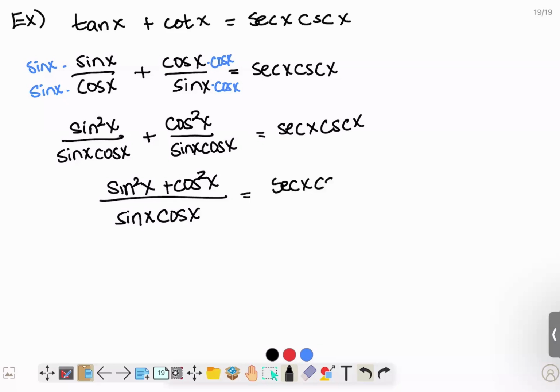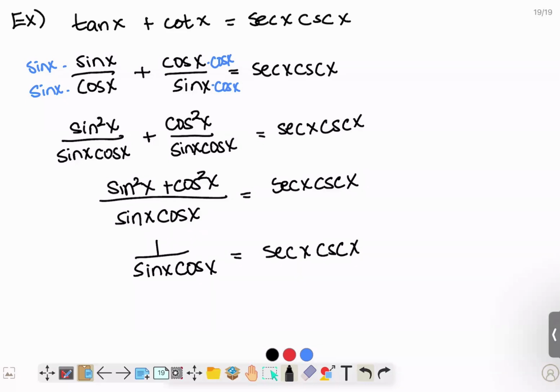Just bring it down the right side. You don't necessarily have to bring down the right side at every step. Okay, but I know that sine squared plus cosine squared, that's a Pythagorean identity, is equal to 1. And maybe you can see it now, but I'm going to do one more step.